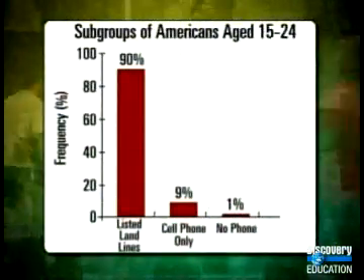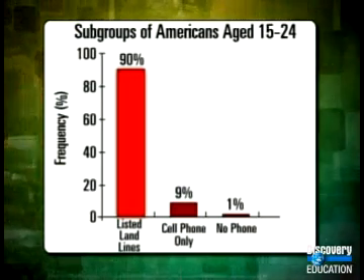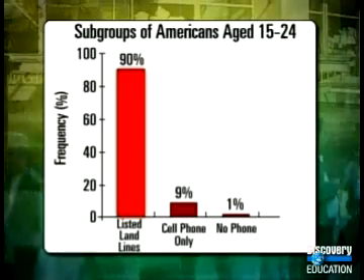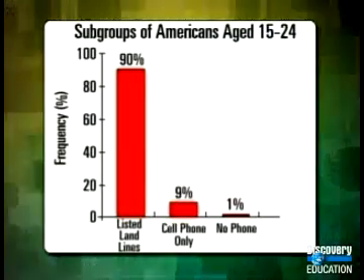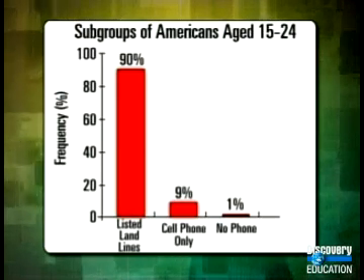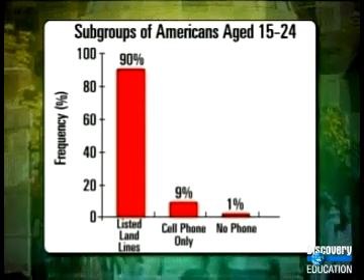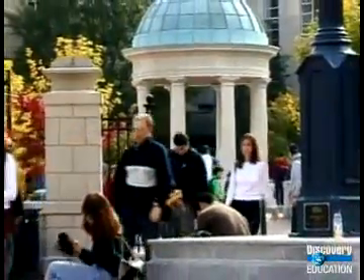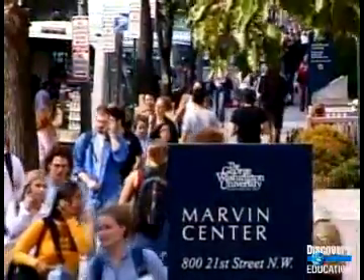In this case, since about 90% of Americans between the ages of 15 and 24 have listed landlines, 90% of the surveys would be administered to that segment of the population. Similarly, 9% of the surveys would go to those with cell phones only, and 1% to those with no phone at all. Within each subgroup, the survey would be distributed randomly. Using this method, the market research firm could improve the chance that their sample is both random and representative.